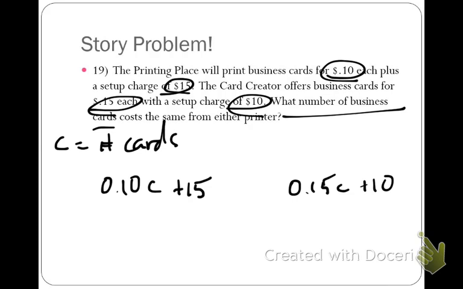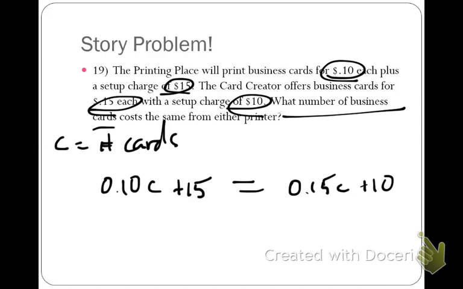Now, the last thing that we need to pay a lot of attention to is the question: what number of business cards cost the same? Which means that we want to know when the printing place and the card creator are equal. If they're the same, they're going to be equal. So we're just going to set these two equal to each other. And here's a situation where you can get an equation that's modeled.